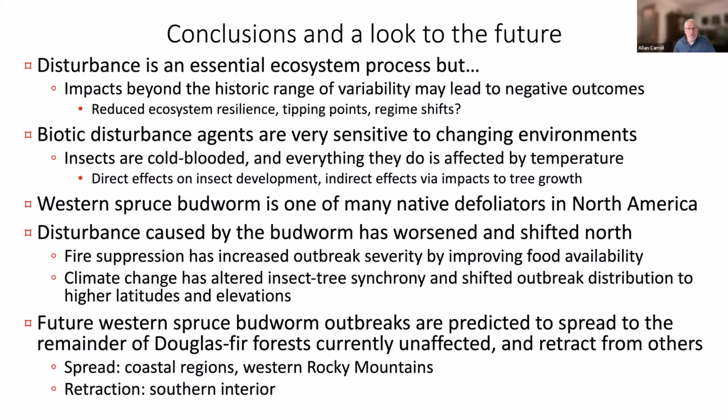And finally, the future of the Western spruce budworm is suggestive of the fact that it's going to be moving into areas that haven't had it before and contracting from areas where it's been for a long period of time. And so this means that we're likely to see it back on the coast, out in the Western Rocky Mountains and the extreme northern distribution of Douglas fir to the north, up around Fort St. James, for example, coupled with things like retraction from areas in the southern interior where it has been historically.